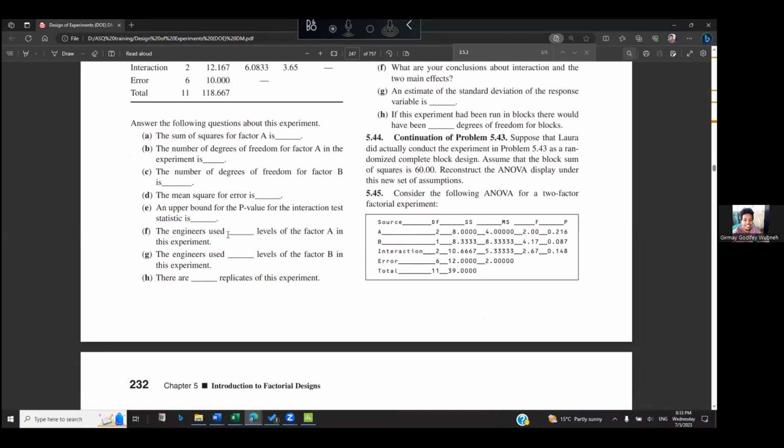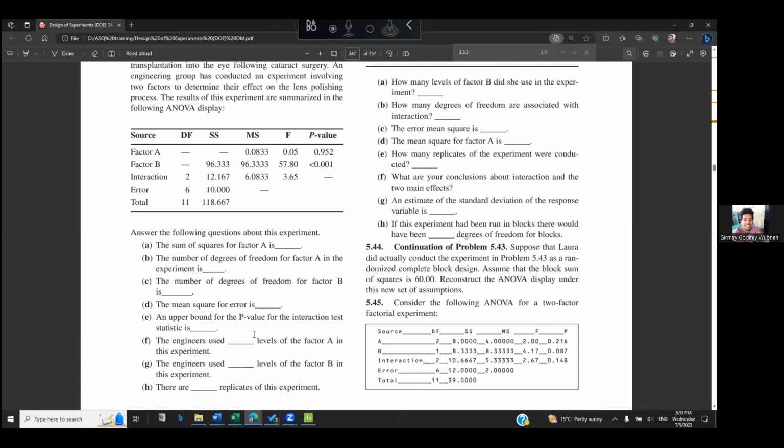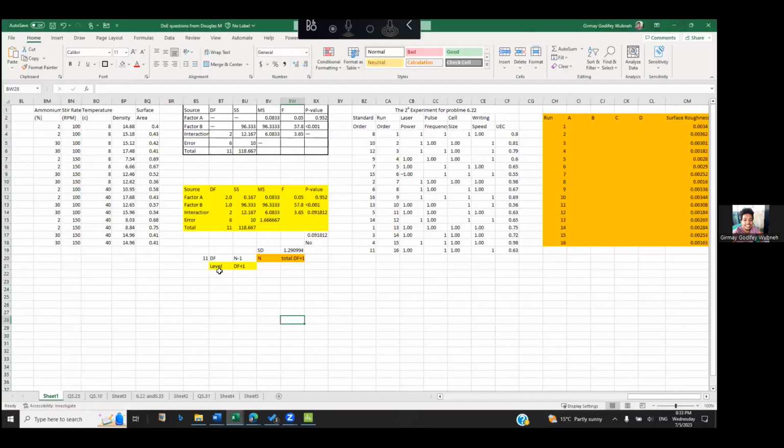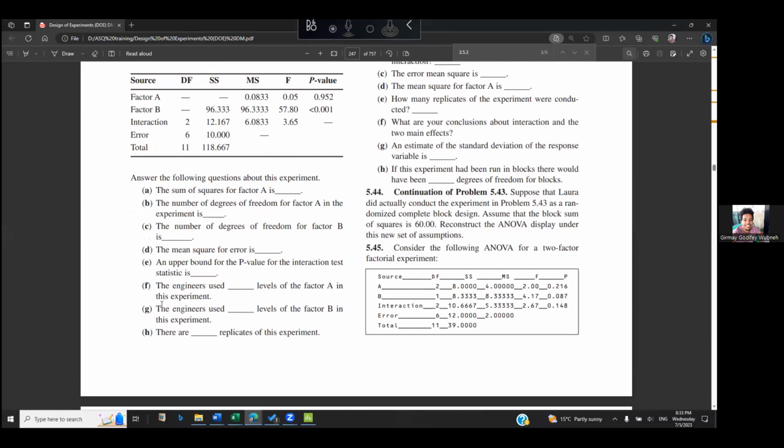The engineer used a certain number of levels of factor A and a certain number of levels of factor B. Levels are the degrees of freedom plus 1. So the degrees of freedom for factor A is 2, so the level is 2 plus 1, which is 3. For factor B the degrees of freedom is 1, so 1 plus 1 is 2. So levels means degrees of freedom plus 1.